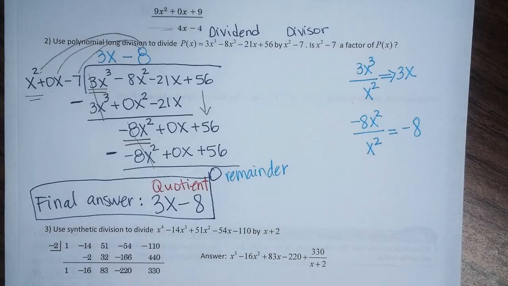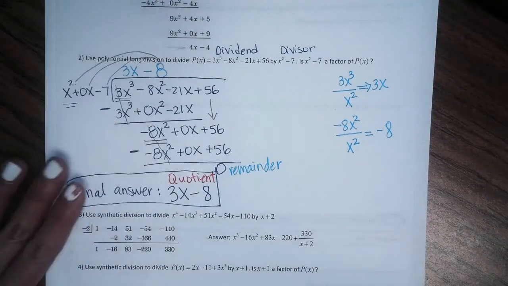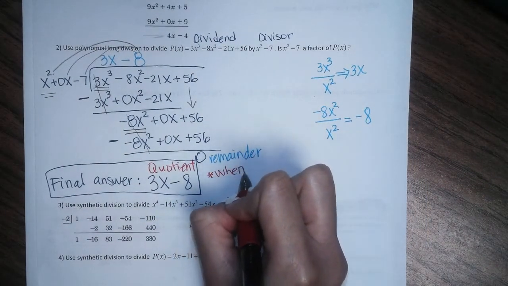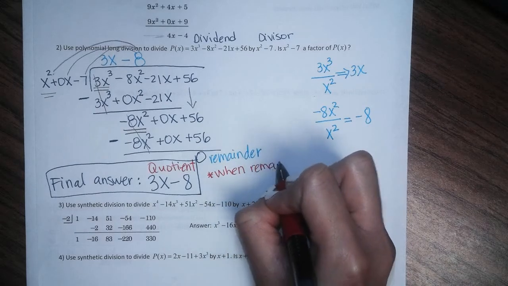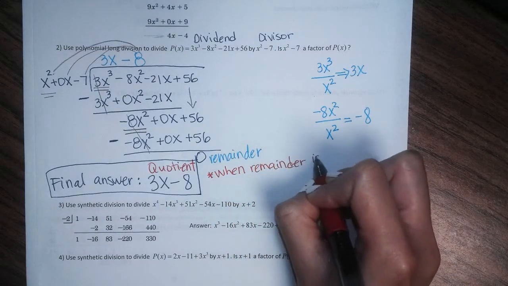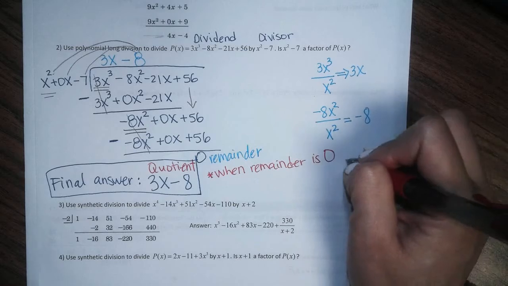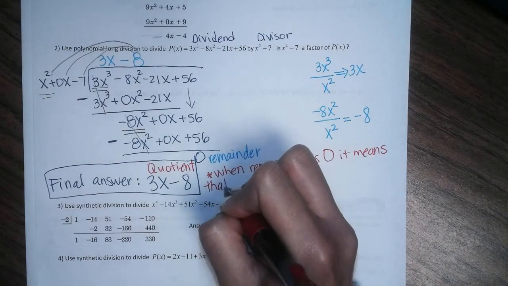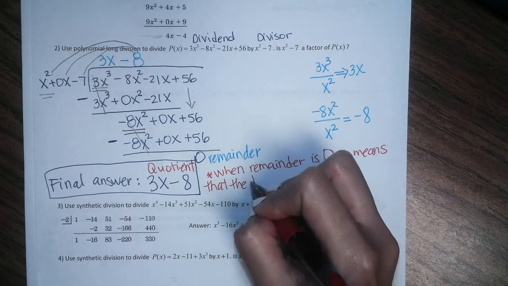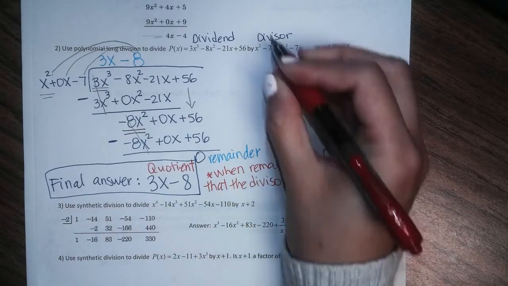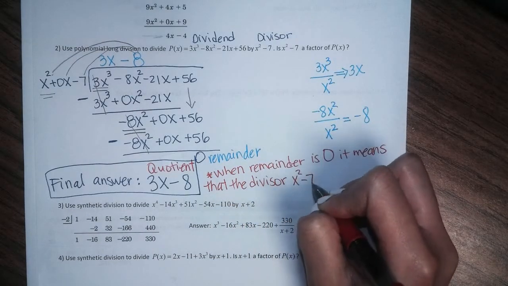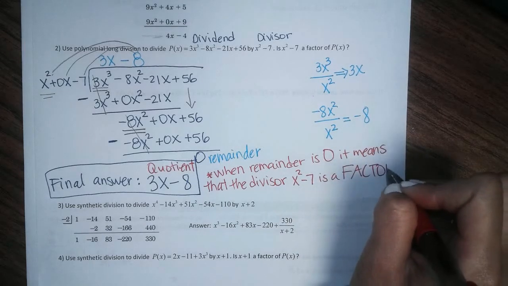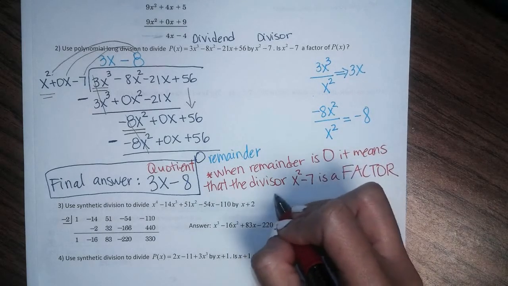So I need to write that down because you need to know these terms or these concepts for your take-home quiz. So let me write it here. When remainder is 0, it means that the divisor, which remember the divisor was x squared minus 7, is a factor of the polynomial.